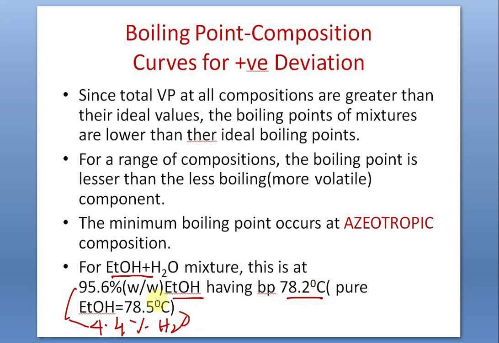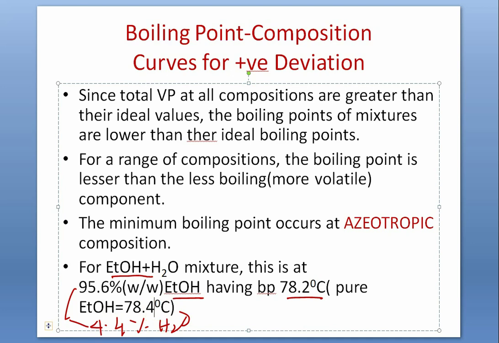But the more volatile component ethanol has a boiling point of 78.5. But I would feel like correcting it to 78.4, because I have seen in many literature it is 78.4. But one author wrote 78.5. So I will go with the majority of the authors who give the data 78.4 degree Celsius, that is for pure ethanol.